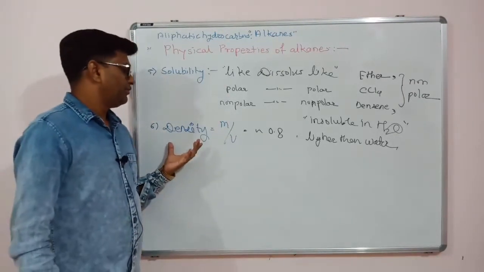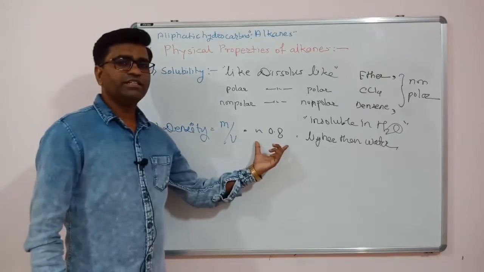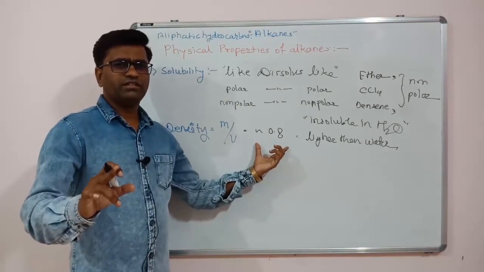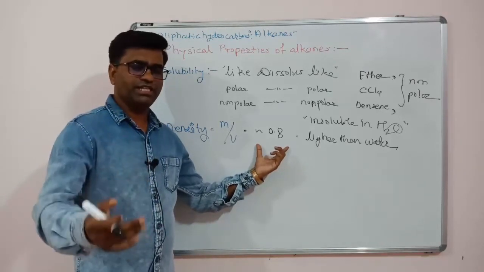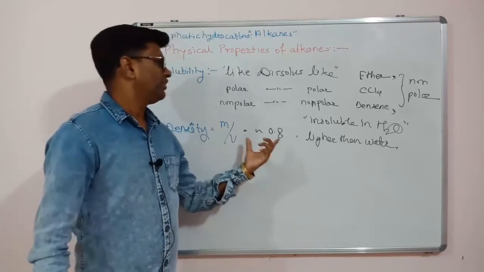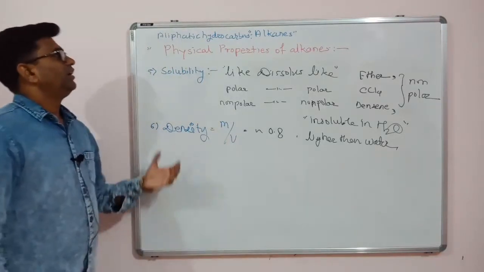So this is about density. Density is never above 1. It's around 0.7, 0.8, 0.9. That is the density of alkanes.